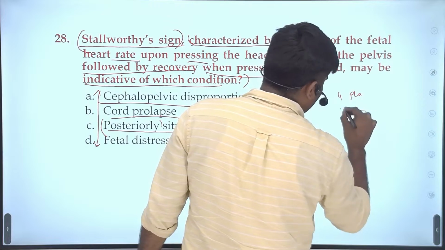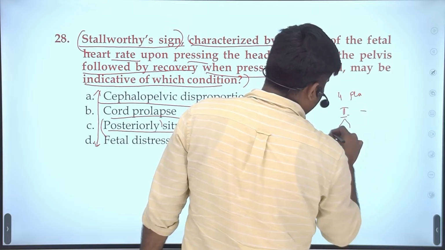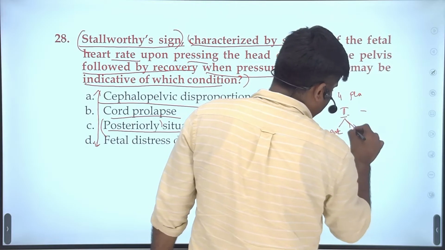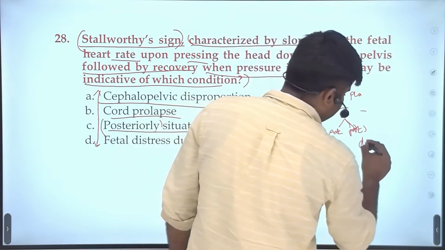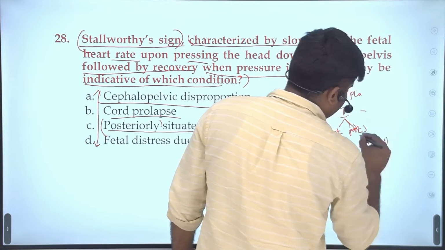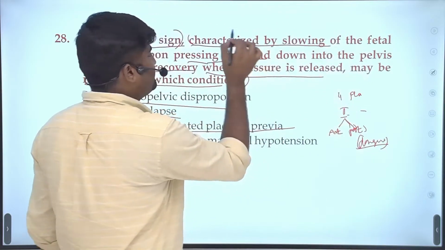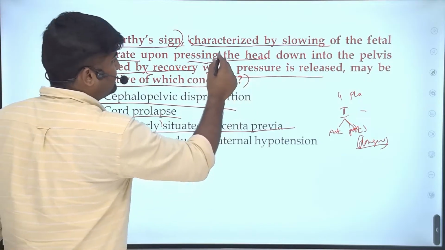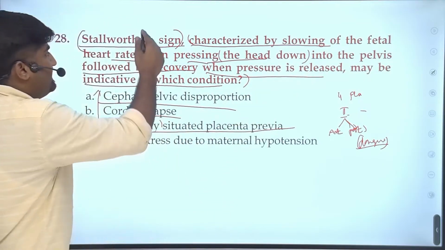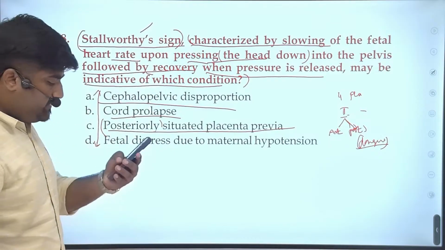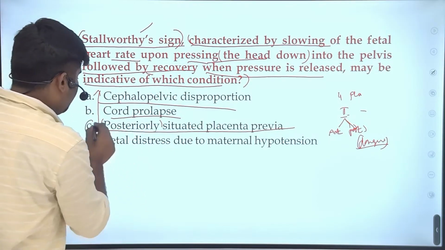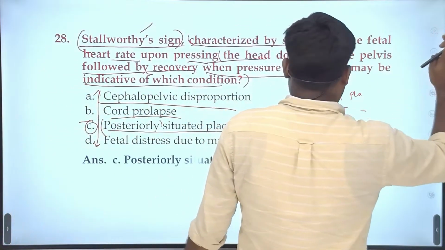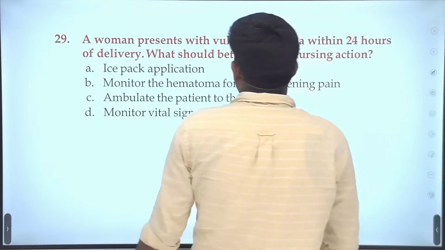In type 2 we are having anterior and posterior. This type 2 posterior is very dangerous, and it shows in the pelvis, that is when the pressure is released, head down, and Spalding sign you can see. Okay, it indicates posteriorly situated placenta previa. Okay, yes.